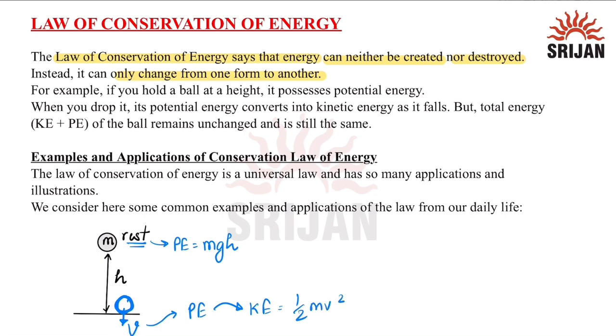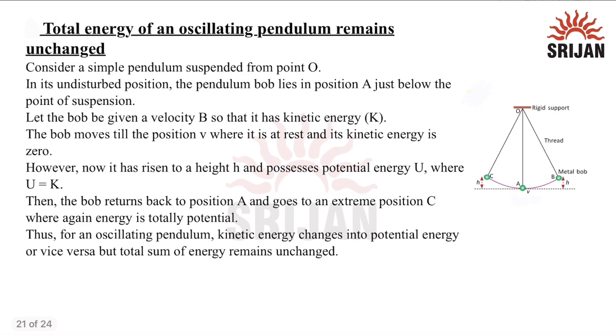Yet the total energy would have remained unchanged. Now, what is the total energy? The total energy is kinetic energy plus potential energy of the ball, which would have remained unchanged and is still the same. Now, we will see many examples from our daily life to help us better understand this particular topic.